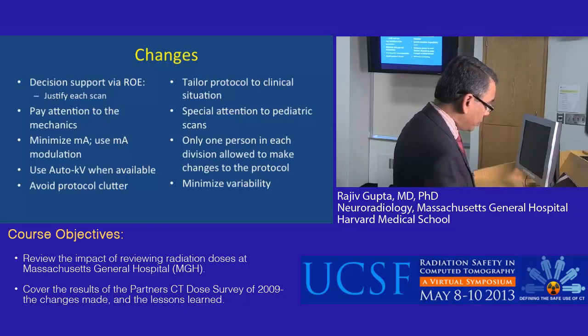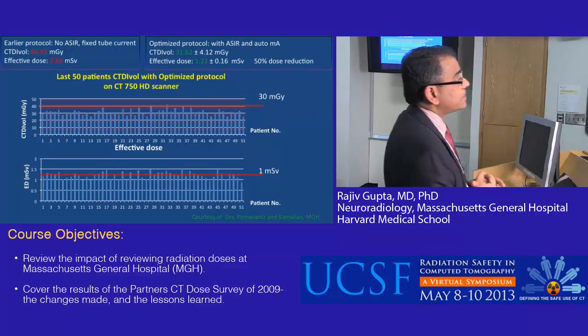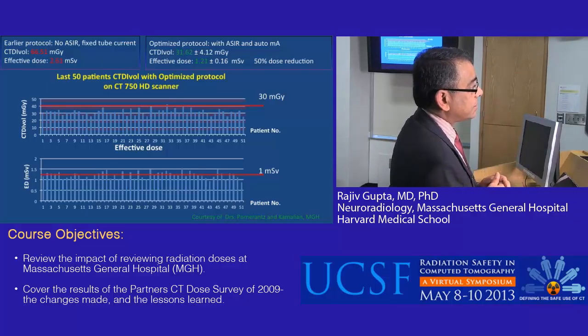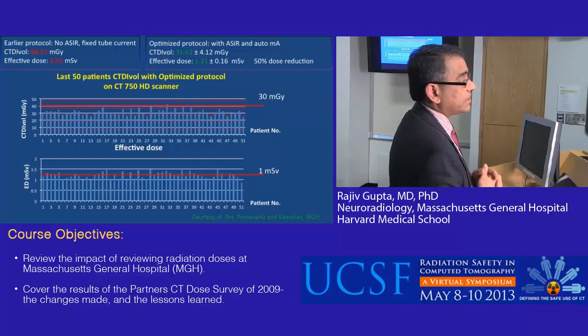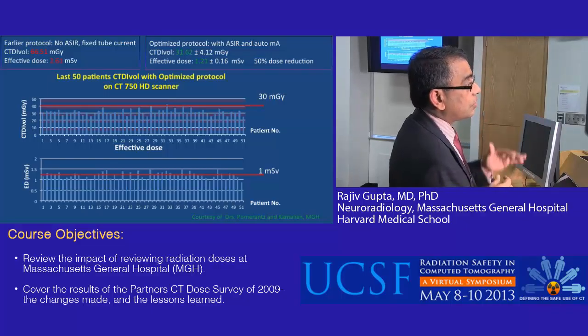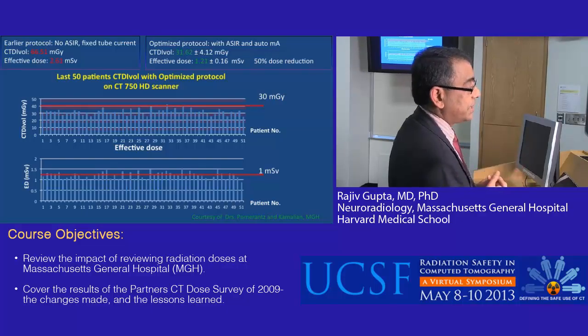So let me show you the final outcome of all this work. What I'm showing you here is a slide that shows the last 50 consecutive patients that were scanned on this particular scanner, a CT 750 HD scanner. And as you can see, the dose is much more uniform, and on average we are scanning patients at about 30 milligray. That is our head CT protocol dose today, which is very close to 1 millisievert, and it is uniform across the board. We don't see large variations in it.